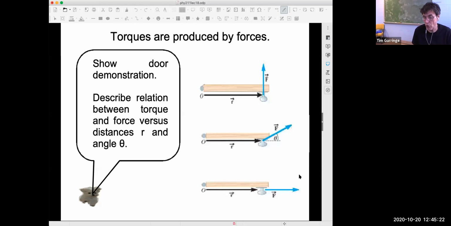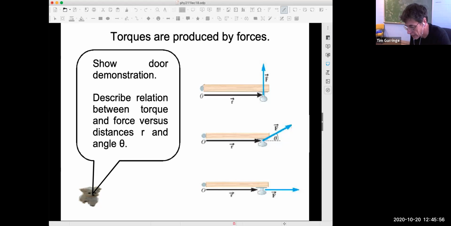But to get that torque, I only needed a little force if I applied the force at a large distance from the hinges. I needed a much bigger force if I applied the force close to the hinges. So torques are created, produced, manufactured by forces, but not only does the force count, but also where you apply the force counts. If I applied it at the door handle, it was easy to create the torque. If I applied it near the hinges, it's very difficult to create the torque.